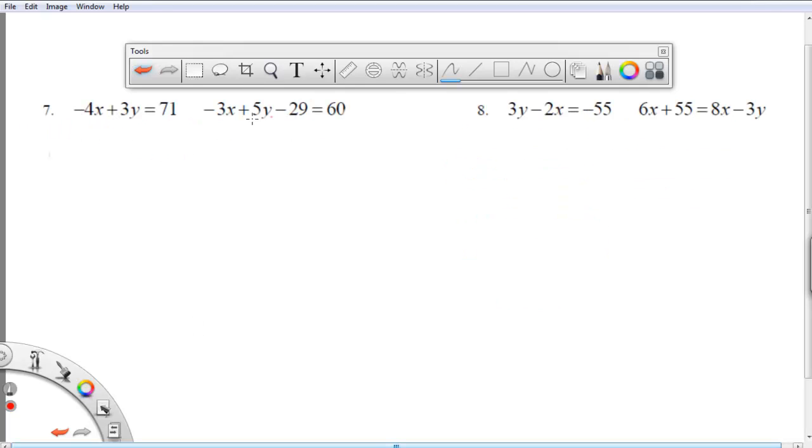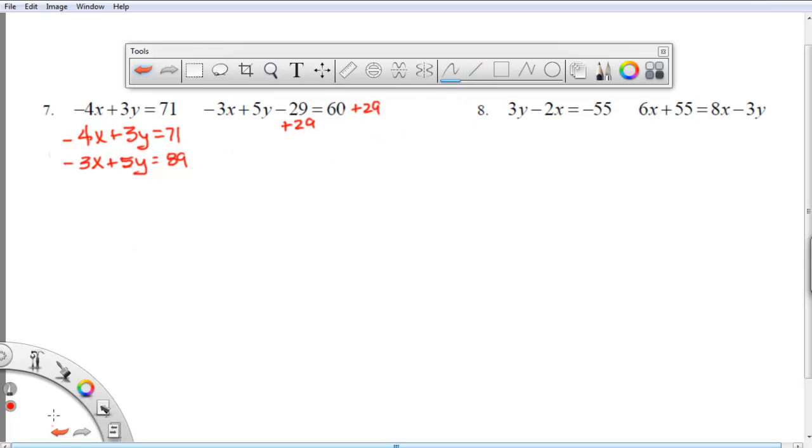So if you look at these two equations, it looks like the first one is already in standard form. So all we need to do is write that one down. And then we've got a little bit of work to do here. This is almost in standard form, but it's got the negative 29 with it. So we need to clear that just by adding a positive 29 to each side. And this new equation will be negative 3x plus 5y equals 89.